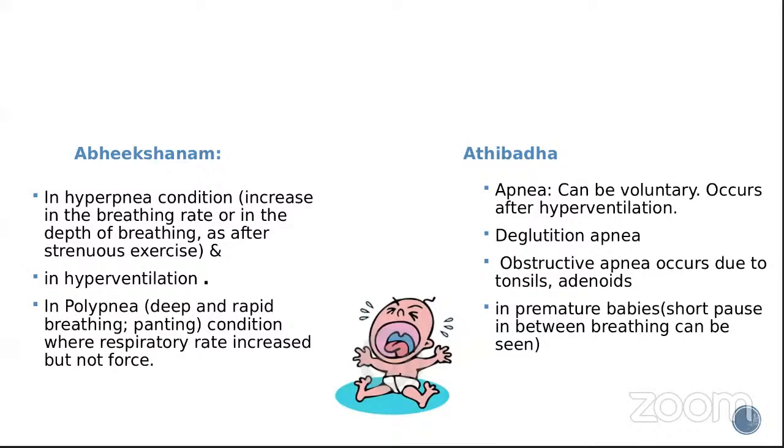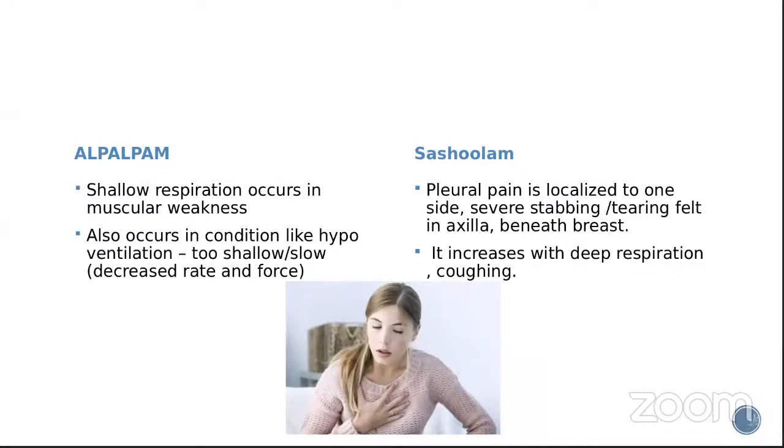Next one is alpa-alpam. Alpa-alpam means we can consider this as short episodes of breathing or shallow breathing. This occurs particularly when there is muscular weakness. As we discussed before also, there are so many muscles involved, and the contraction and relaxation of these muscles help the person to inhale and exhale. There are so many muscles around the chest, neck, shoulder region and back region which help a person to inhale and exhale. So they control the amount of air in and out.